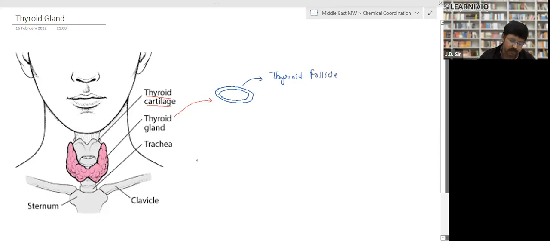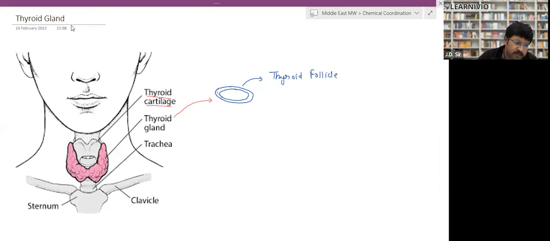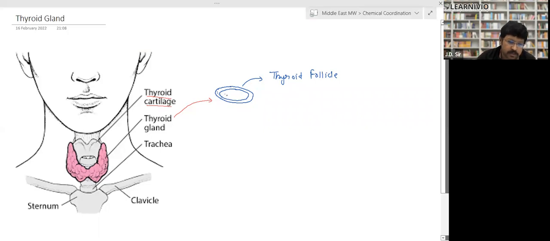So thyroid follicles secrete, and inside the thyroid follicle there is a colloidal substance. They remain filled with the colloidal substance. This colloid contains T3 and T4 hormones. T3 and T4 hormones are collectively called thyroxine.